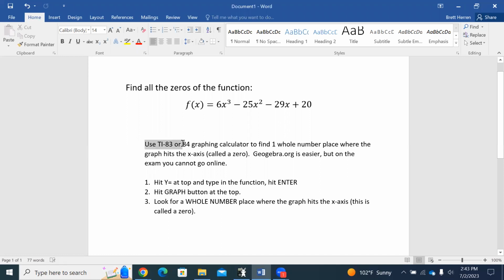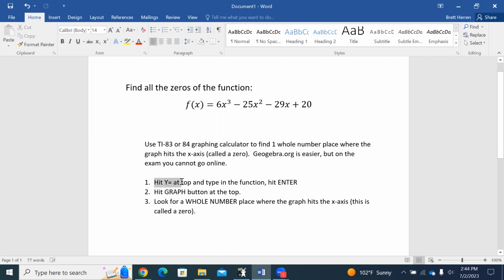So we're going to use our TI 83 or 84 graphing calculator to find one whole number place where the graph hits the x-axis, called a zero. Turns out GeoGebra.org is easier, but on the exam, you can't go online, so you have to use your calculator. So here's what we do. I'm going to show you exactly on the calculator, but here are the steps.